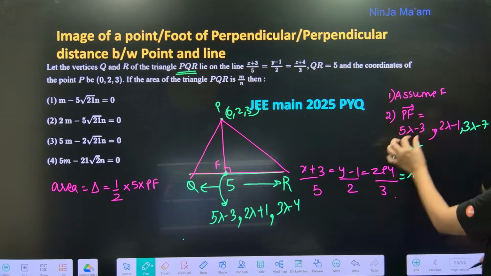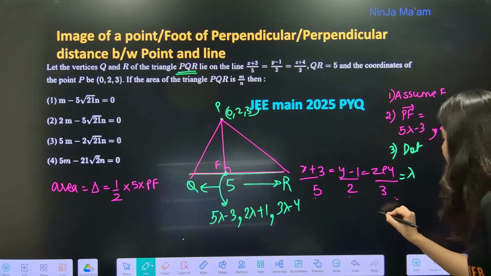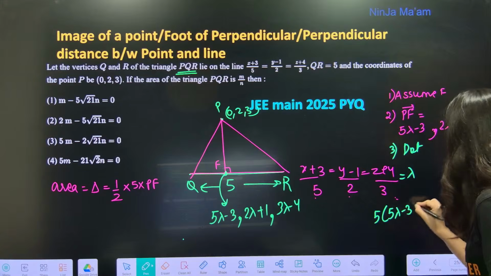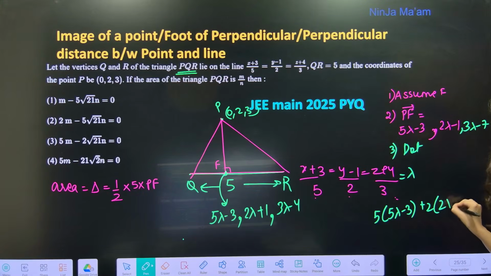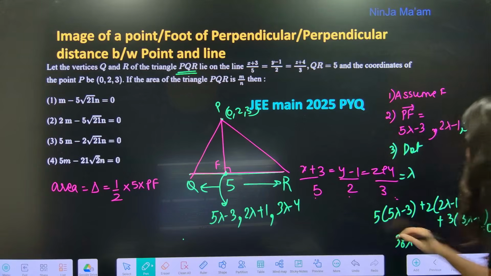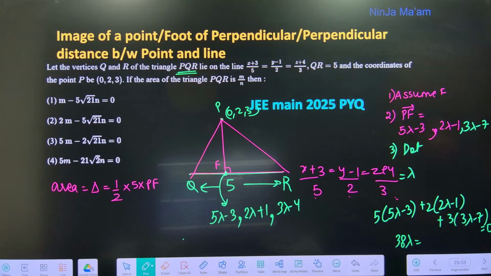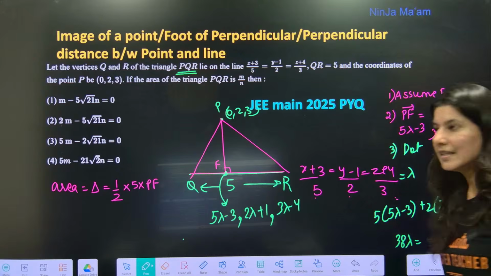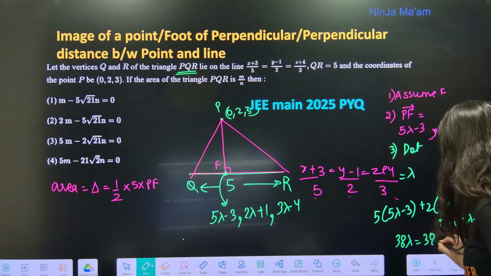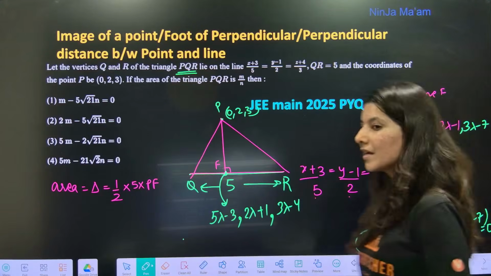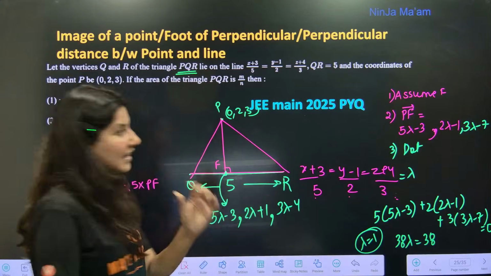Dot between what? PF and 5, 2, 3. So 5 5s are 25, 5 lambda minus 3. Okay, 2, 2 lambda minus 1 plus 3, 3 lambda minus 7 is equal to 0. If you are going to solve it, 25 plus 9, 34. 34 plus 4 is 38 lambda. And on the right hand side, 15 plus 2. 15 plus 2 is 17 and 17 plus 21. 17 plus 21 is 38. Again, can you see how beautifully lambda is becoming 1? Again, right? Can you see the beauty of mathematics?